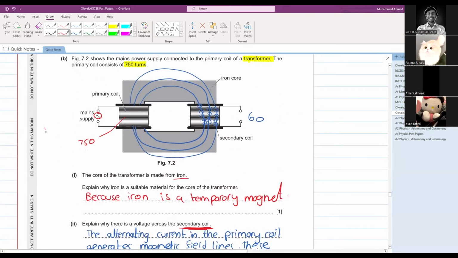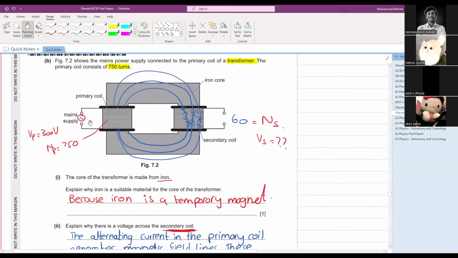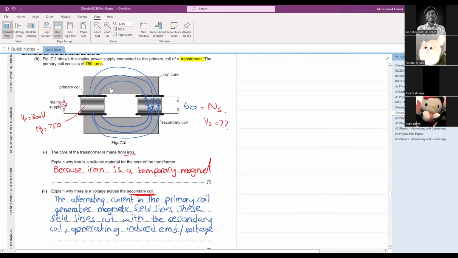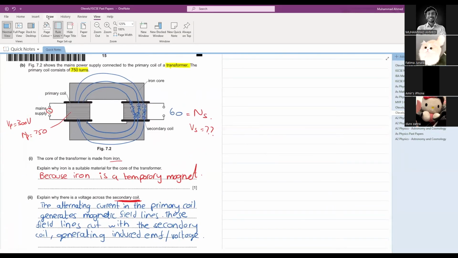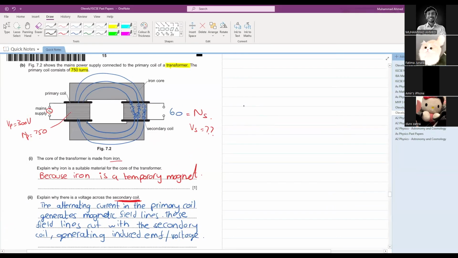The voltage across the primary coil is 300. The number of turns across the primary coil is 750. The number of turns across the secondary coil is 60. You have to calculate the voltage across the secondary coil. Which formula are we going to apply? Son, which formula will apply here? Do you remember? Transformer had this formula: NP over NS equals VP over VS.